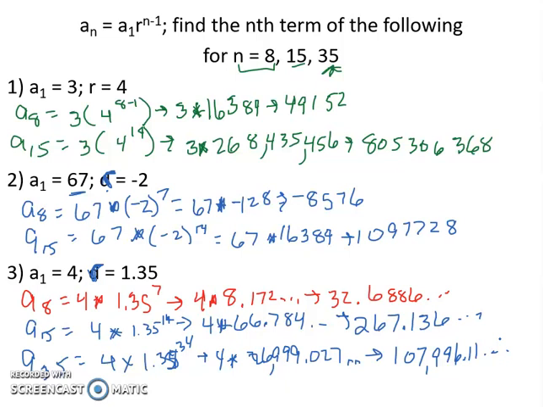So I hope this helps you with geometric sequences. They're going to grow a lot more quickly than arithmetic sequences, but they might also shrink, or they might bounce back and forth across the 0 because you have a negative number, whereas the arithmetics don't really bounce back and forth. I hope this helps you out on the geometric sequences.